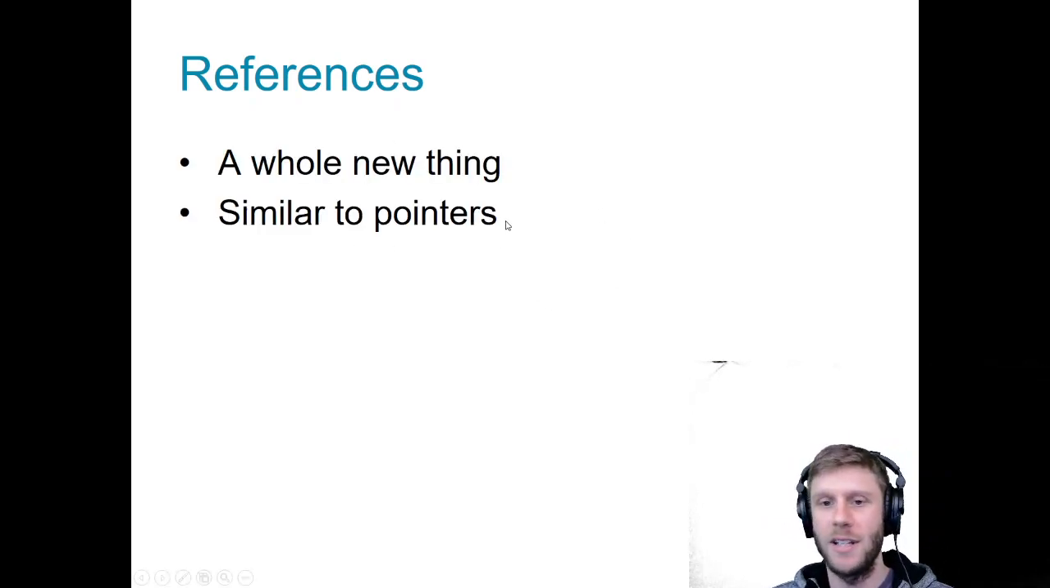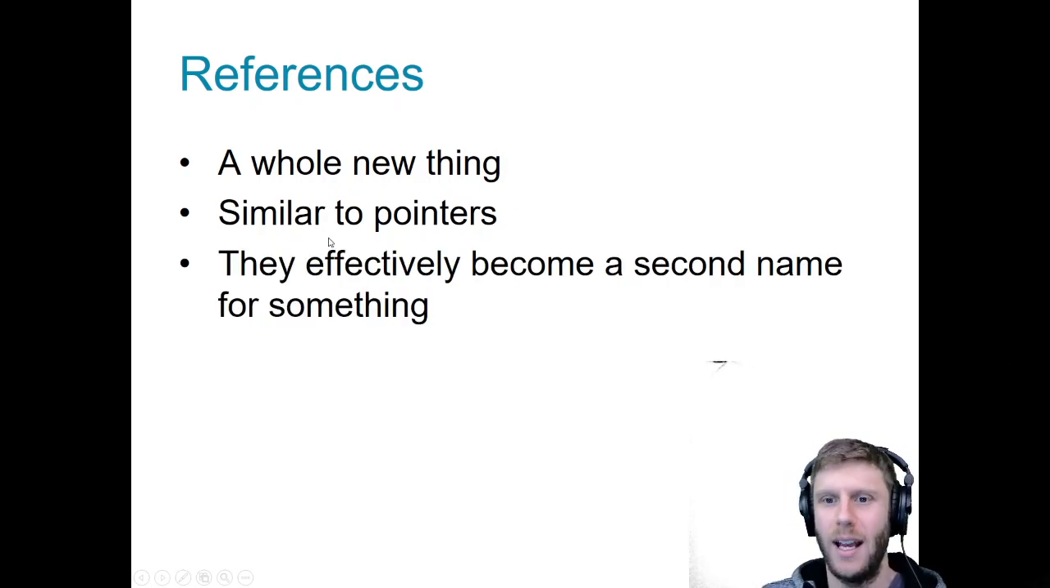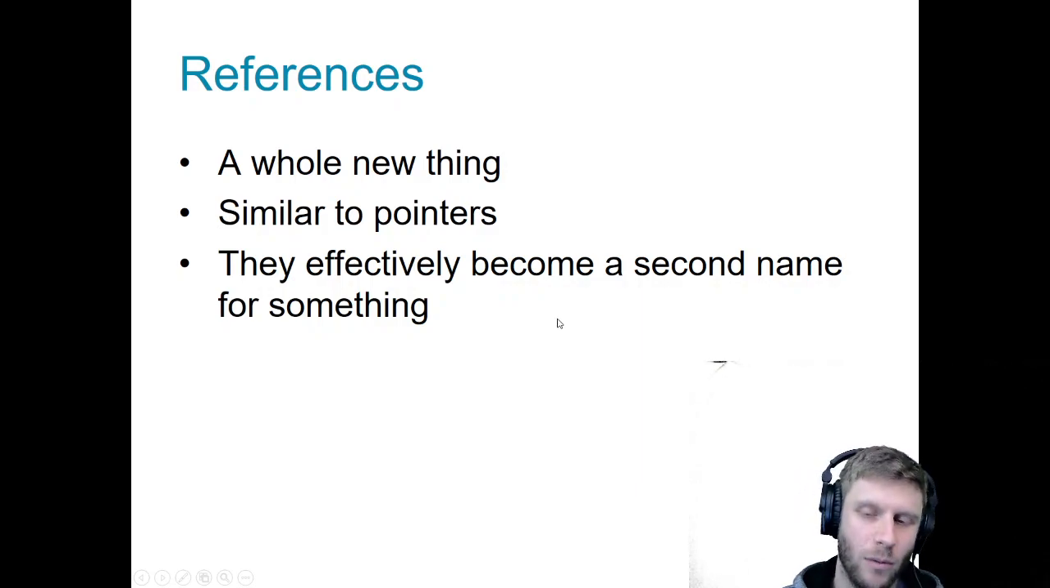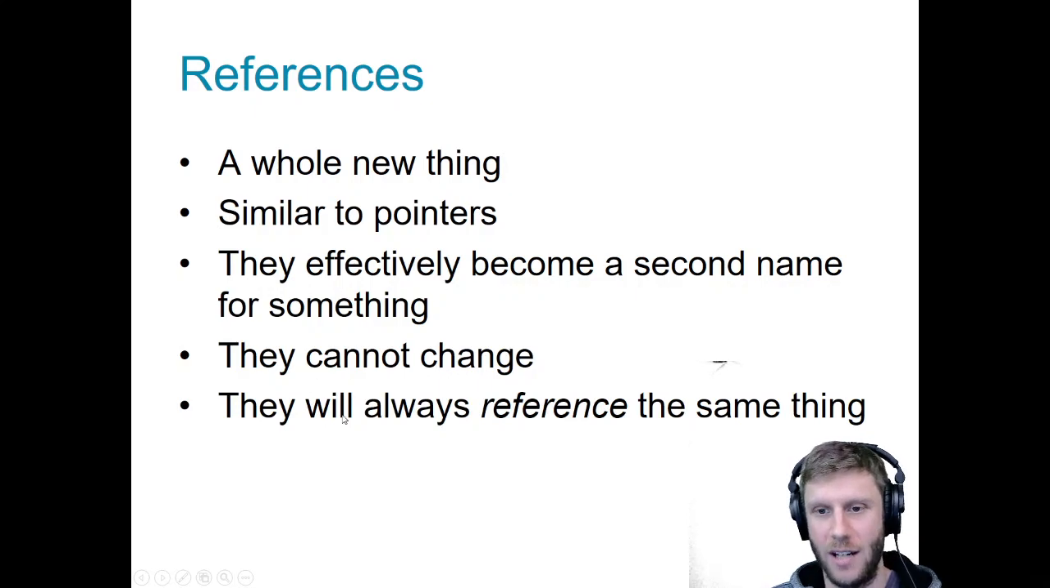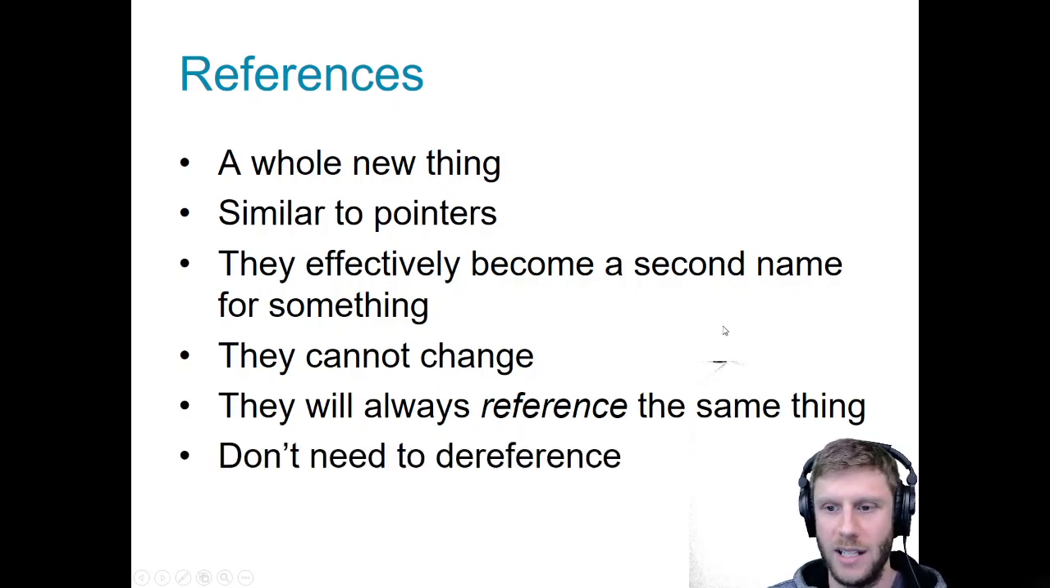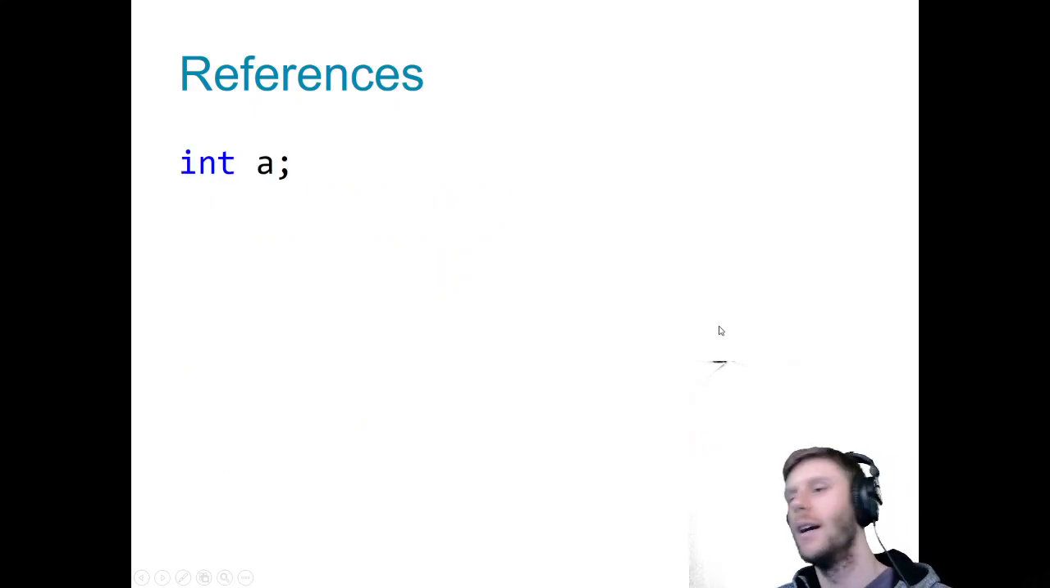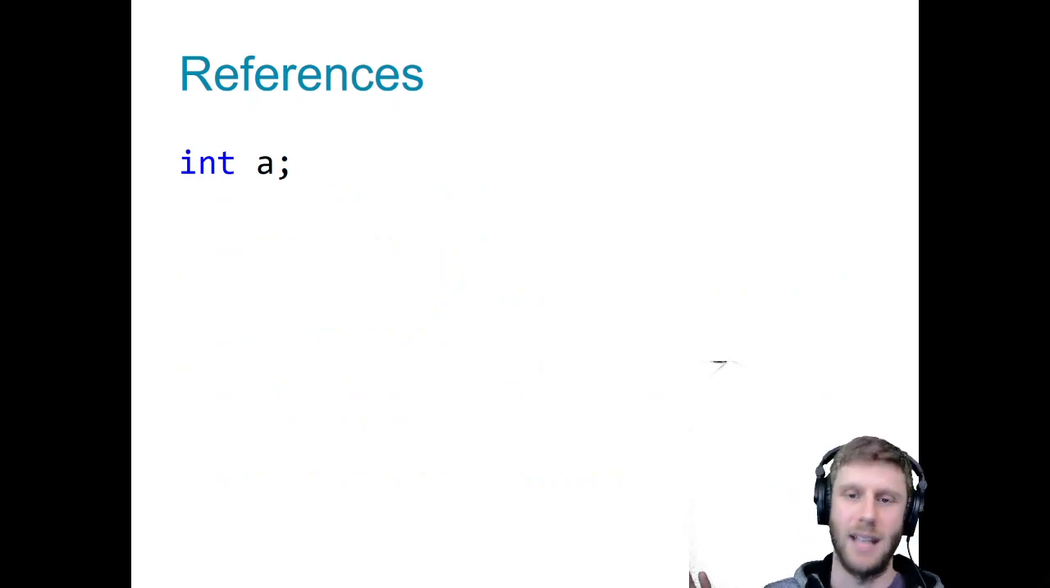So references are a whole new thing. It's similar-ish to pointers, and they effectively become a second name for something. If I create a variable a, and then I make a reference variable to a and call it b, a and b actually are labels for the exact same variable, the exact same chunk of RAM holding something. They can't change. They will always reference the same thing. Don't need to dereference. Best to see with an example.